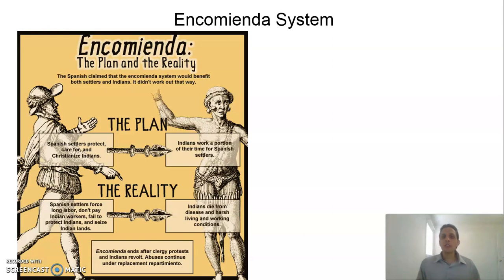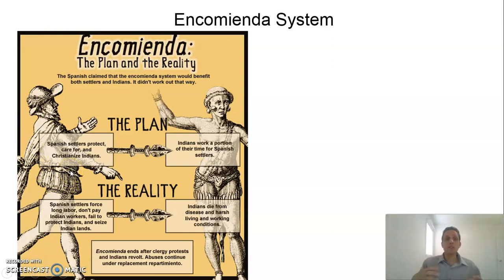Now, as far as socially and economically, the Spanish originally are going to set up something called the Encomienda System. When you think of the Encomienda System, you want to compare this to feudalism, because this is based in European feudalism. Remember in feudalism, you have an exchange of labor amongst peasants and serfs for protection from noblemen. They farm the land and take care of the land, and in exchange they get protected by nobles within European society. Here, the Spanish conquistadors are going to set up a similar idea.